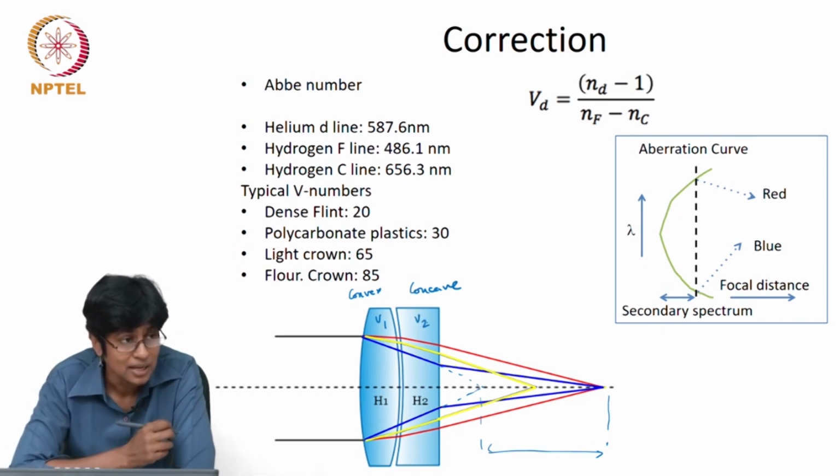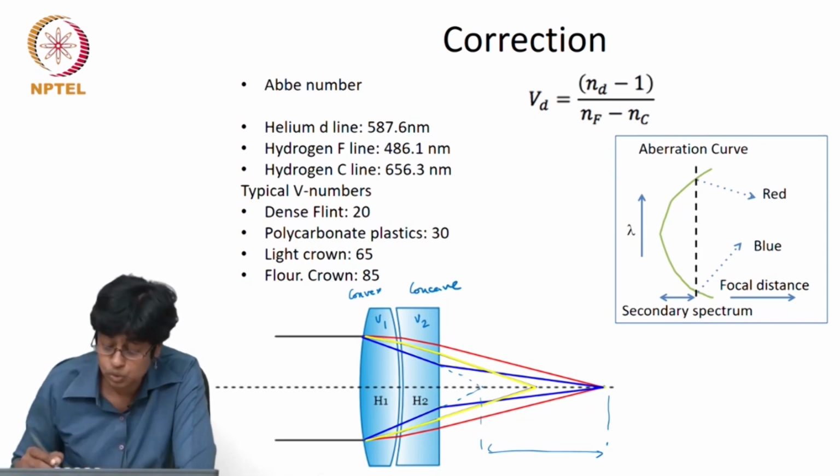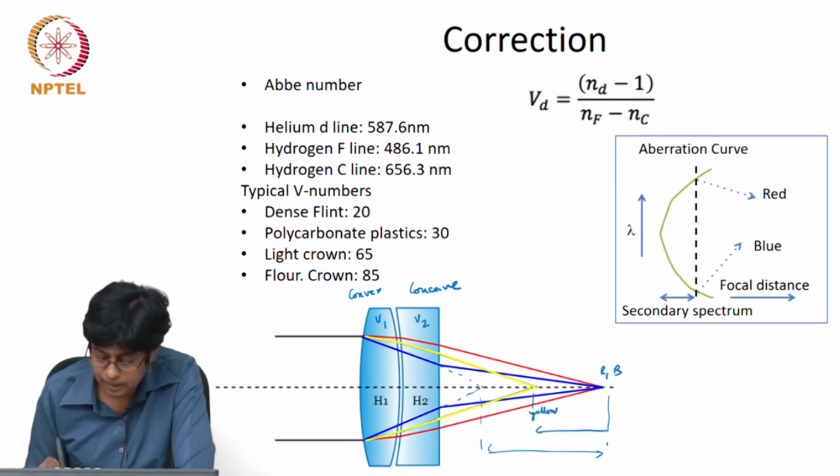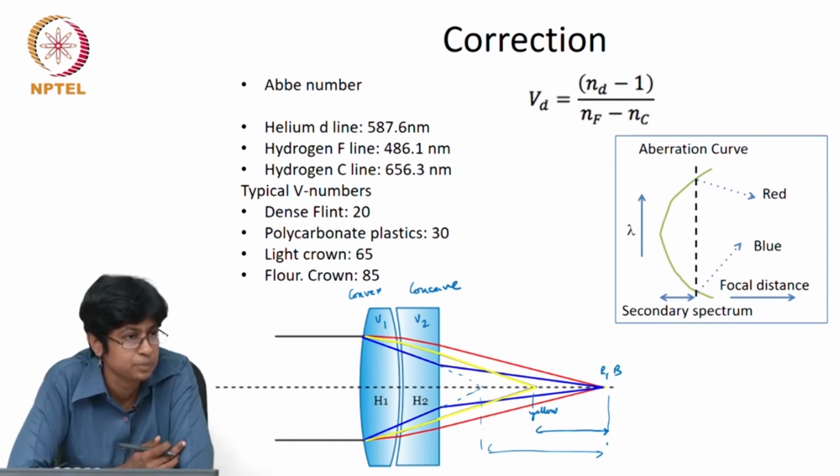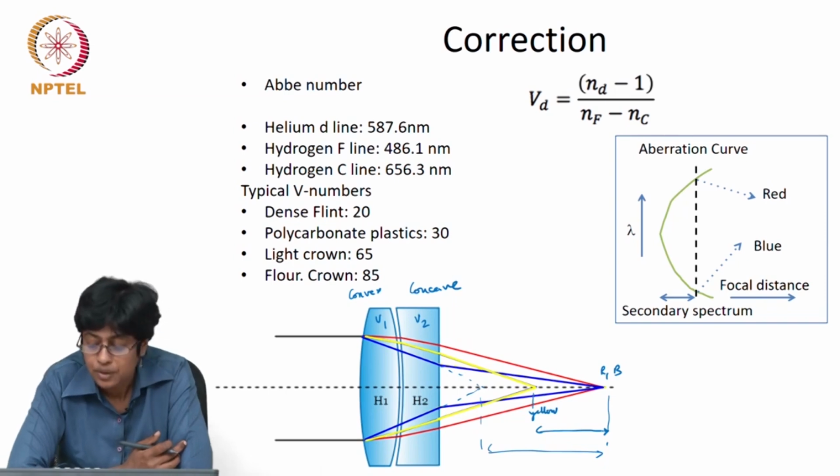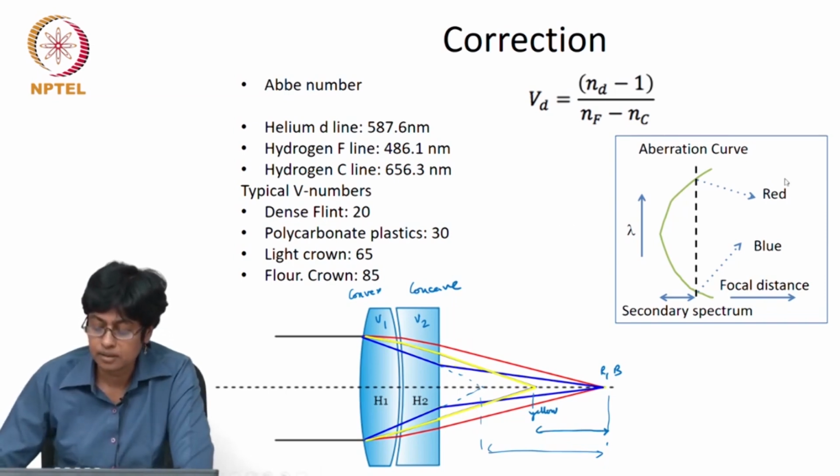This combination has corrected for red and blue so that red and blue get focused over here, but the yellow still gets focused over here. However, that means your chromatic aberration now is spread over this distance, much less than without the correction. Okay, so this curve over here shows you.